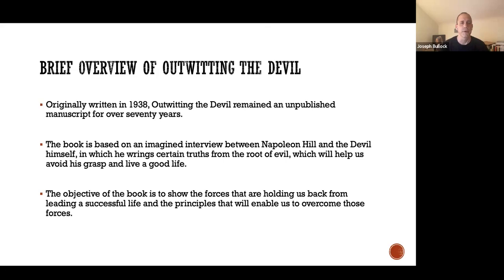The book is based on an imagined interview between Napoleon Hill and the devil himself, in which they go over certain truths from the root of evil, which will basically help us decide how we want to live a good life. The objective of the book is to show the forces that are holding us back from leading a successful life, and the principles enable us to overcome those forces.